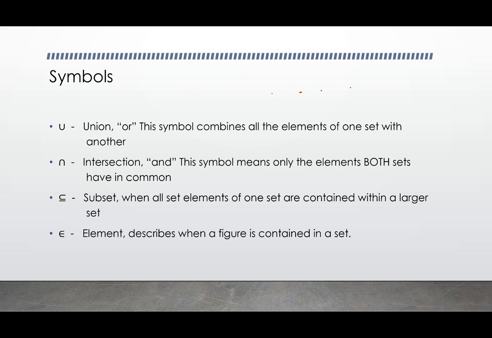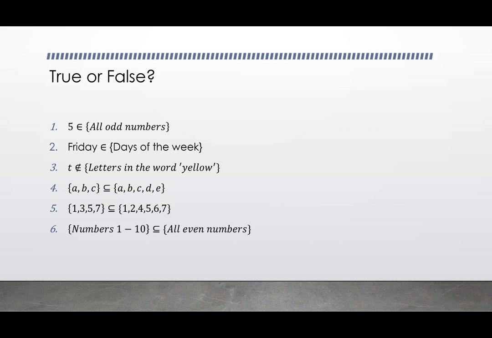If you want to recap, you can rewatch that if you need to. But let's look at these examples and say if it's true or false. So true or false, 5 is an element of the set all odd numbers. So if you think about all the odd numbers, is 5 an element of that set? Well, this set would be, I guess not including negatives right now, but still. The set would be 1, 3, 5, 7, 9, 11, 13, etc., right? It would go on forever.